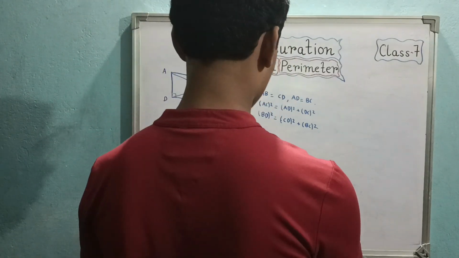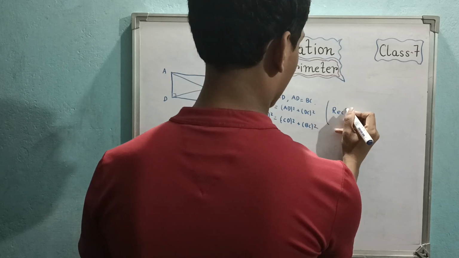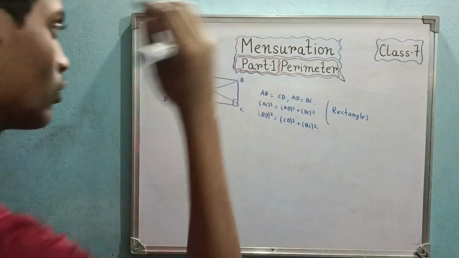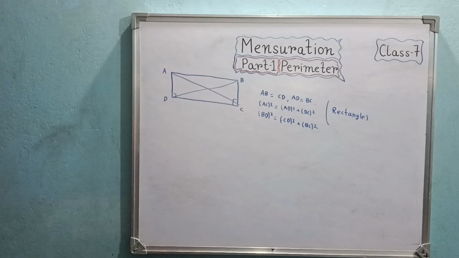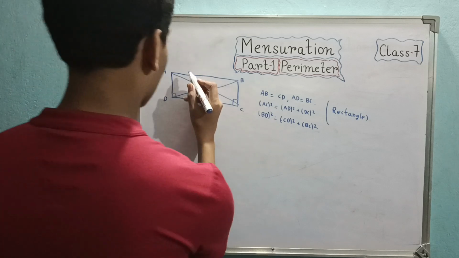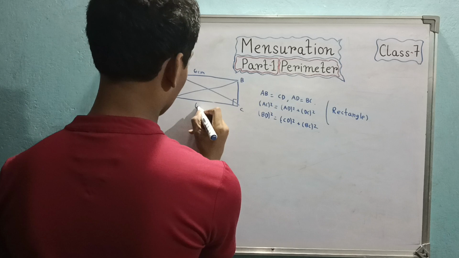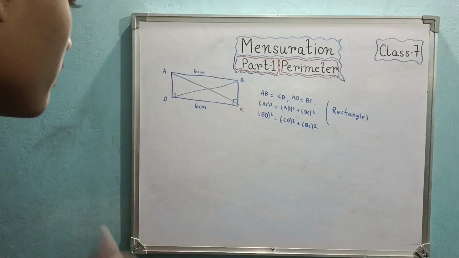So we have now covered the rectangle. Oh, not yet. Hold on. We need to know what perimeter is. So our first part for today is perimeter. So we need to consider this. What I have told you is that a rectangle has its opposite sides equal. So similarly here AB equals CD. If I consider AB equal to 6 centimeter and CD equal to 6 centimeter, then I give some other lengths to AD and BC.